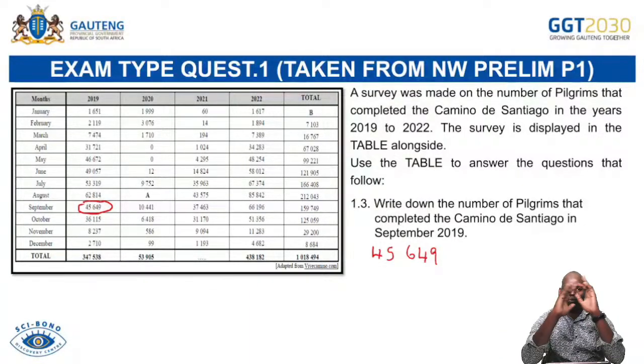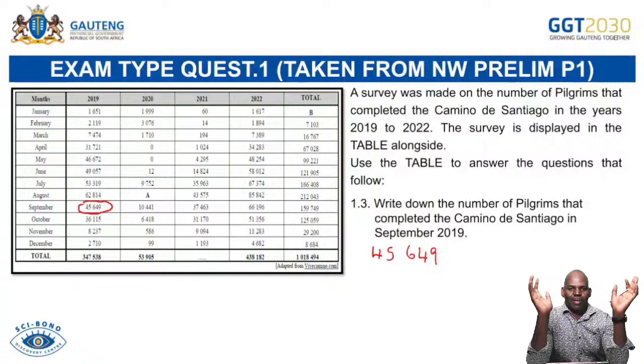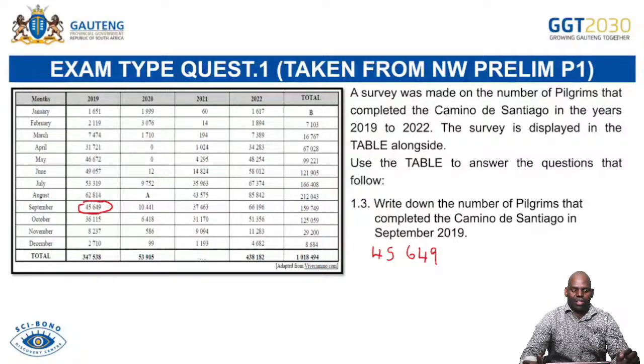Easy. Some questions are very, very, very easy. If I were you, I would make sure that I collect all the marks from those questions that we always tend to think are very, very easy. So the answer there is 45,649.